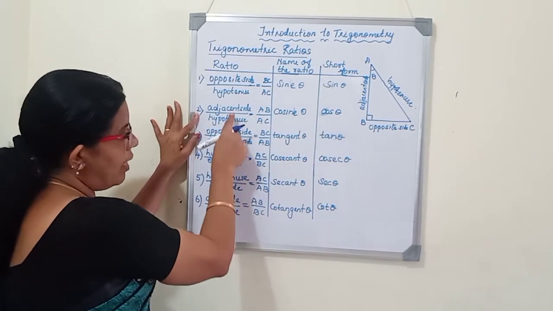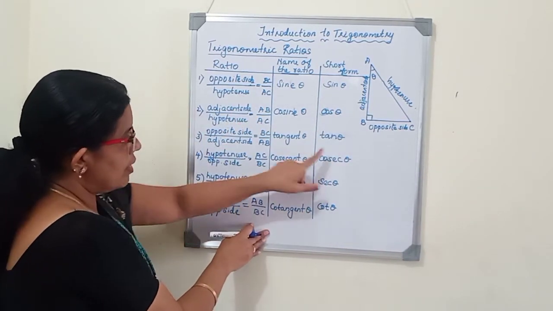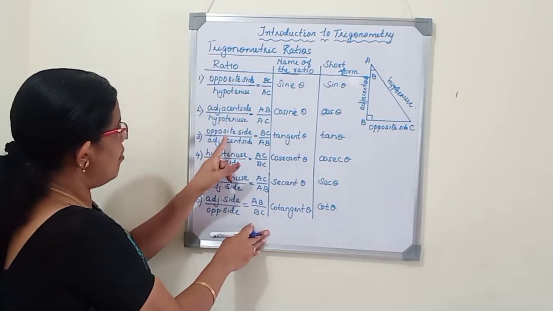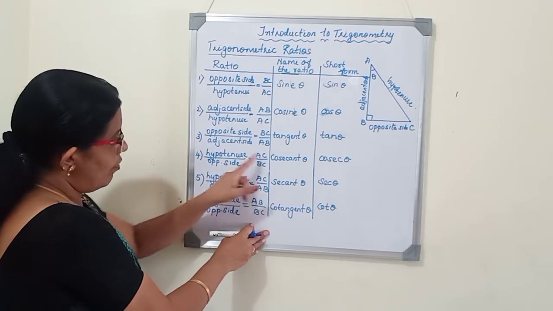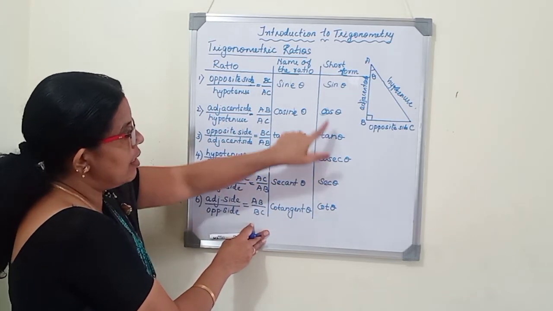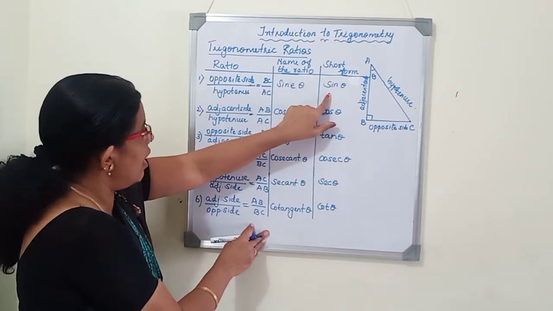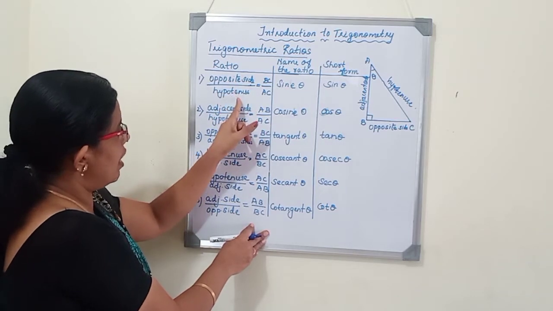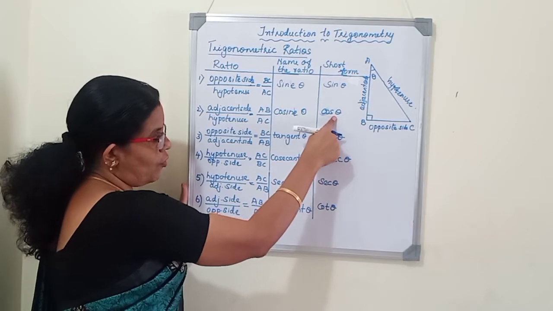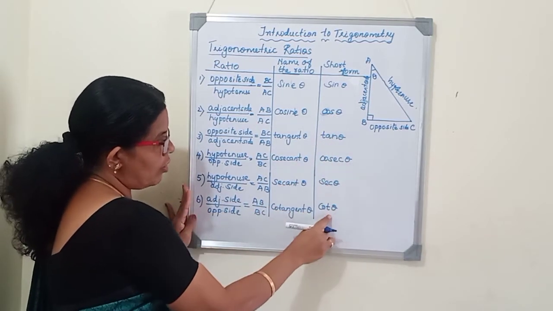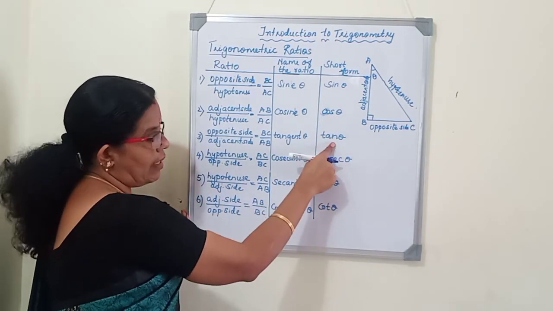Cos theta is adjacent side by hypotenuse. Tan theta is opposite side by adjacent side. And when you write next cosec theta, that is the reciprocal of sin theta. So we can just reversely write it, hypotenuse by opposite. Sec theta is the reciprocal of cos theta and cot theta is the reciprocal of tan theta.